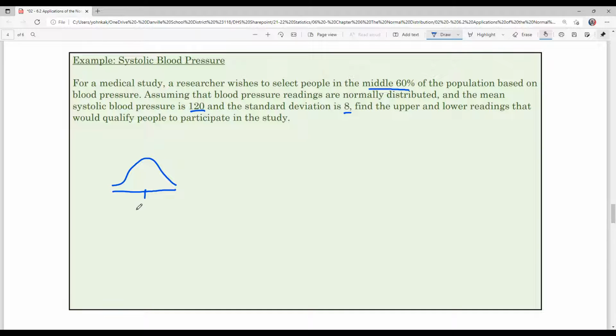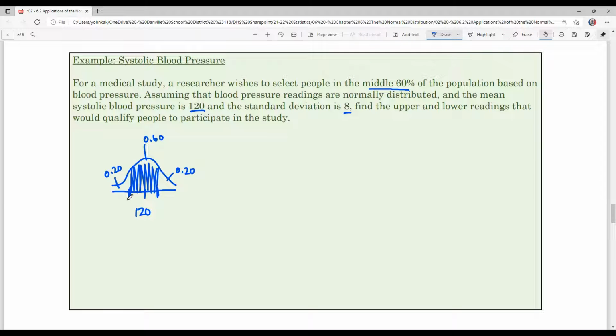I put the mean in the center, which is 120. Now the middle 60% is going to look something like this. Inside of here is 60%. So I'm looking for what is the z-score here and what is the z-score here so that I can actually figure out what the blood pressure values are. Well, if this is 60% in the center, that means there's 40% total on each side. And since the two sides are the same, that means that this portion on the left is 0.20 and this portion on the right is 0.20, so that we still have a total of 1.